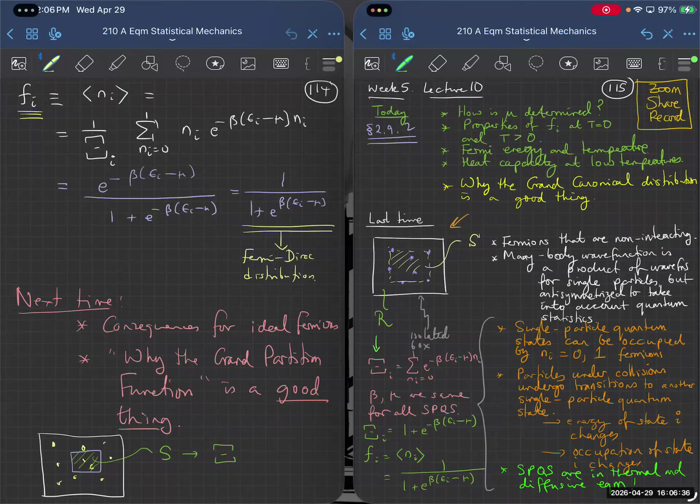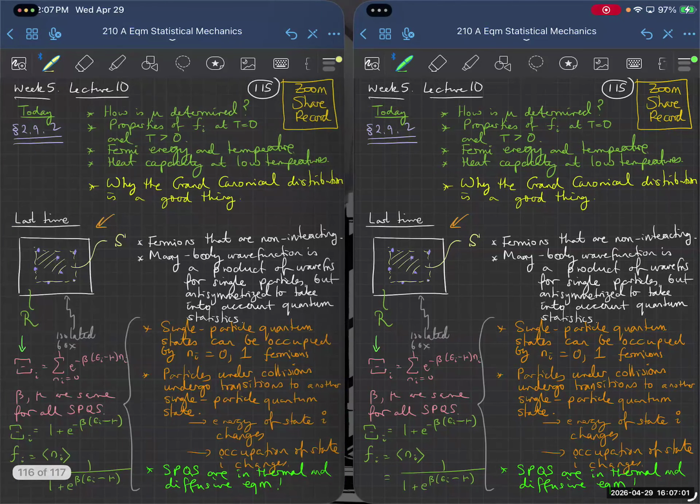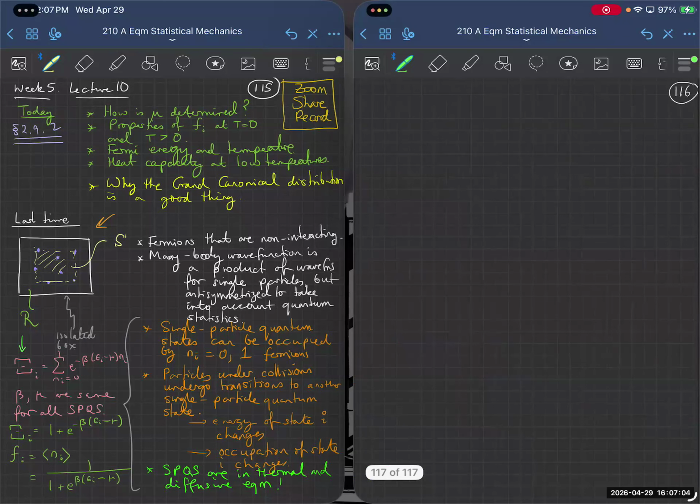And then if I want to work out the average occupation number of the state, what I do over here on the left-hand side is write down the occupation number N_i times the Boltzmann factor, the probability of being in that state, divided by the grand partition function for that single particle quantum state, and I get the answer shown at the bottom, which is the Fermi-Dirac distribution. Okay, so if you followed that, as I hope you all have, then the next question you would want to know the answer to is, okay, but that's fine, but how do I determine mu? Where does mu come from?